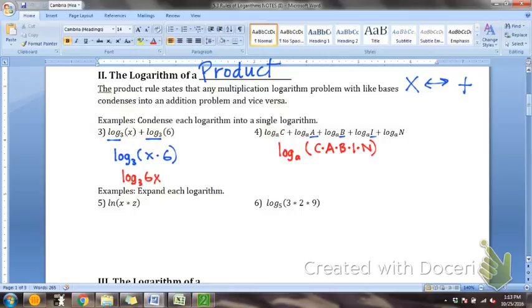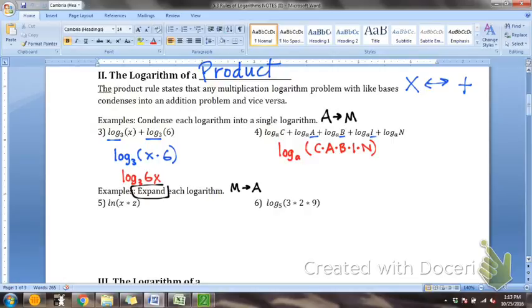Now, on number 5, what does the word say to do? Not condense, it says expand. And to expand something means to make it bigger. And so, again, we know that multiplication turns into what? Addition. Maybe we should write that up here. Addition turns to multiplication.